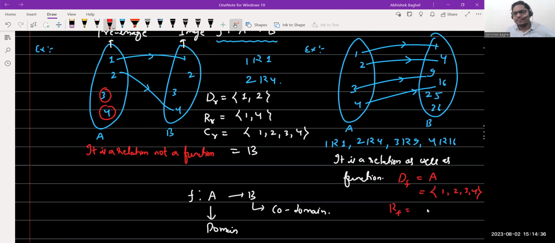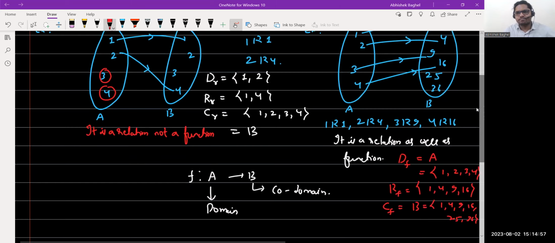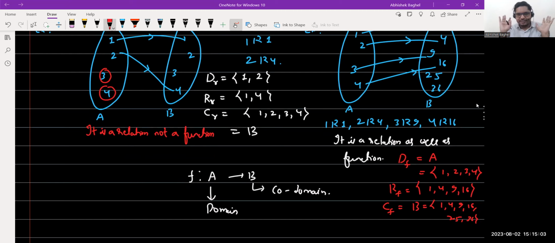And range is the elements of set B which get related. So it is nothing but 1, 4, 9, and 16. And then codomain is always the whole set B, which is 1, 4, 9, 16, and then we have 25, 36, and so on. That's it. Clear? So I hope everyone is clear with the function, the domain, codomain, and the range.